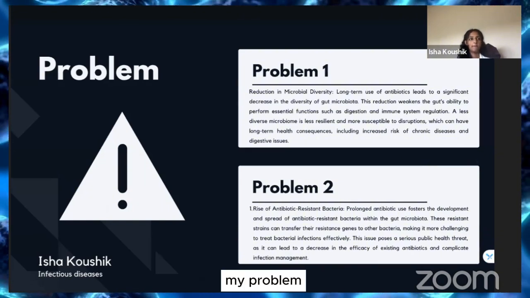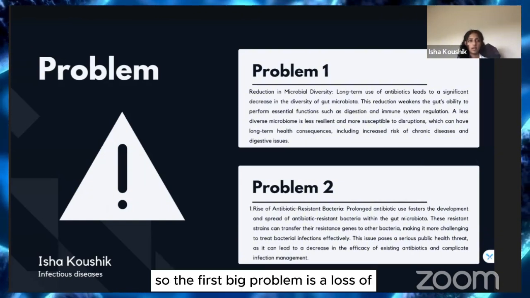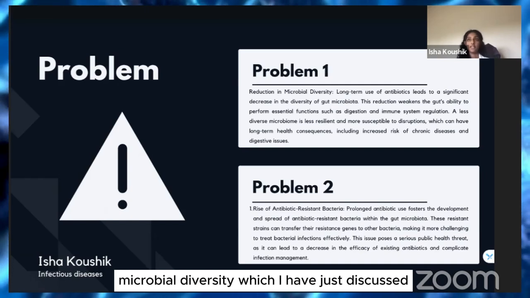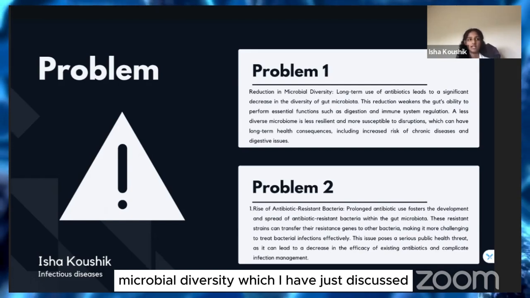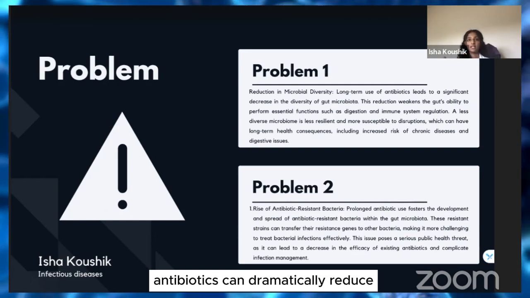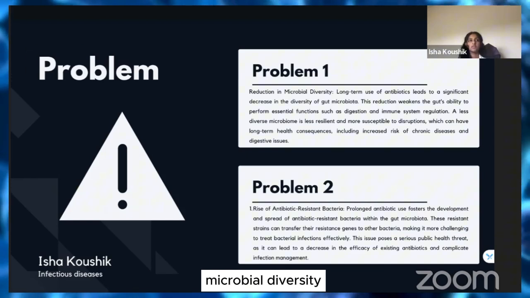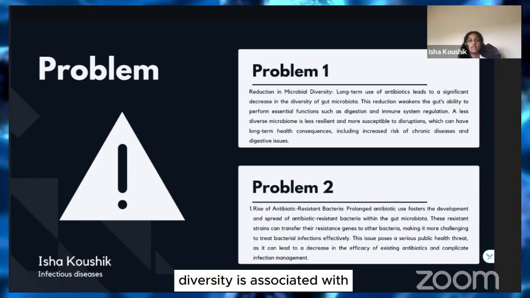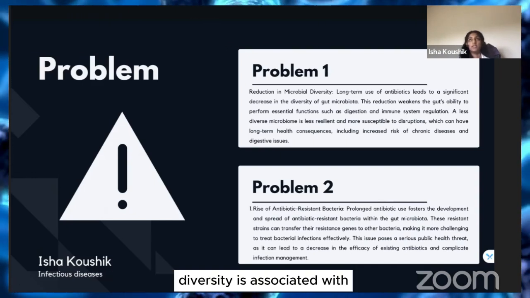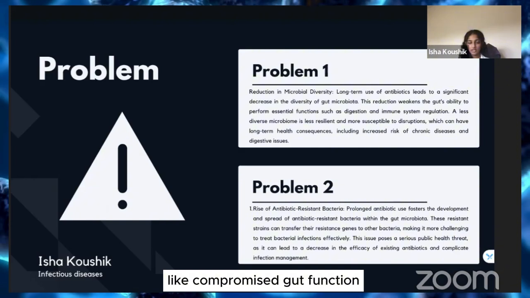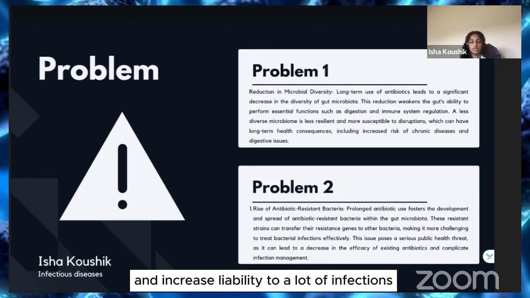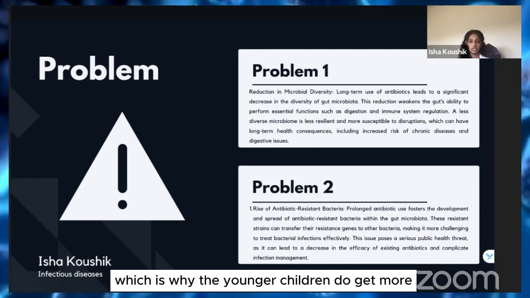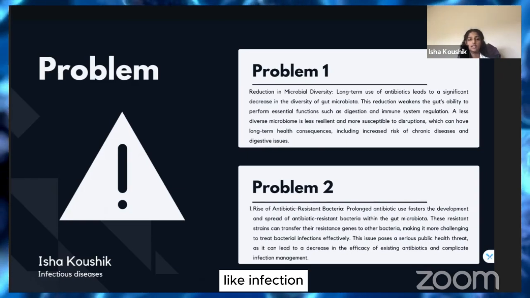My problem. So the first big problem is the loss of microbial diversity, which I have just discussed. Antibiotics can dramatically reduce microbial diversity, which is a key indicator in a healthy microbiome. Reduced diversity is associated with compromised gut function and increased liability to a lot of infections, which is why the younger children do get more infections.